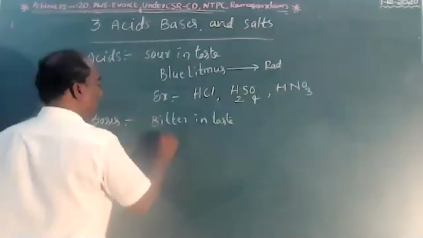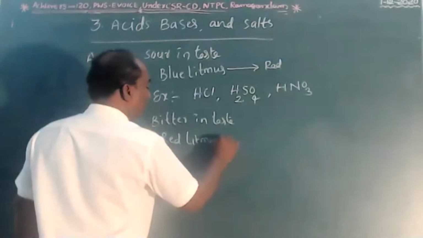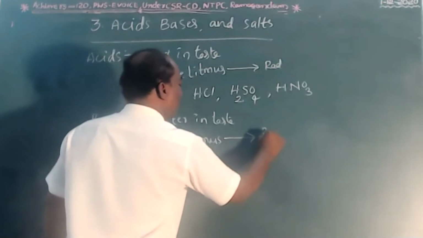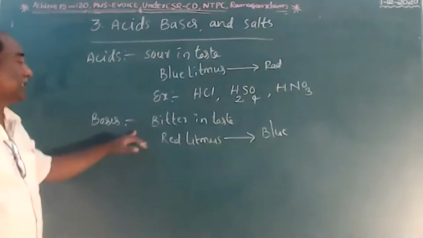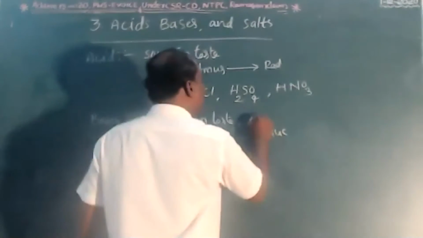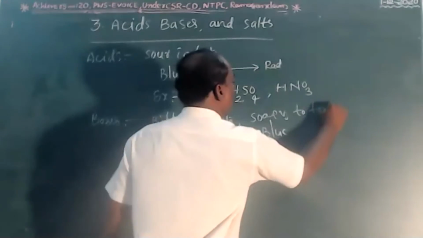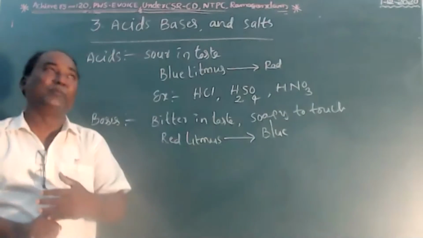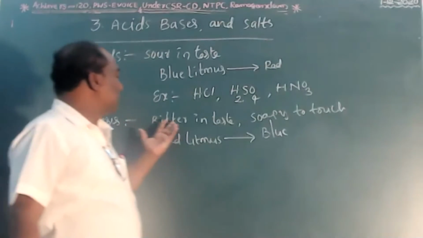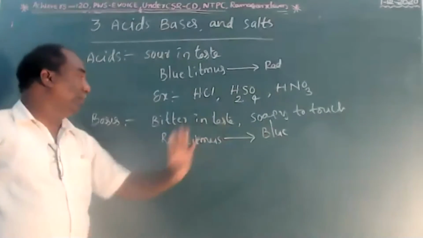They turn red litmus into blue. Bases are bitter in taste and soapy to touch. When you touch the bases, you feel like you are touching soap. So bases are bitter in taste and soapy to touch. They turn red litmus into blue.